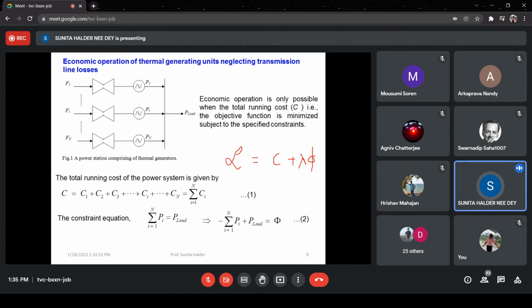Here C is the cost function, because this is the objective function that we want to minimize. Here our cost function we want to minimize, that's why it is C. If we want to minimize transmission line loss, then this C will be the transmission line loss function. That is the method.